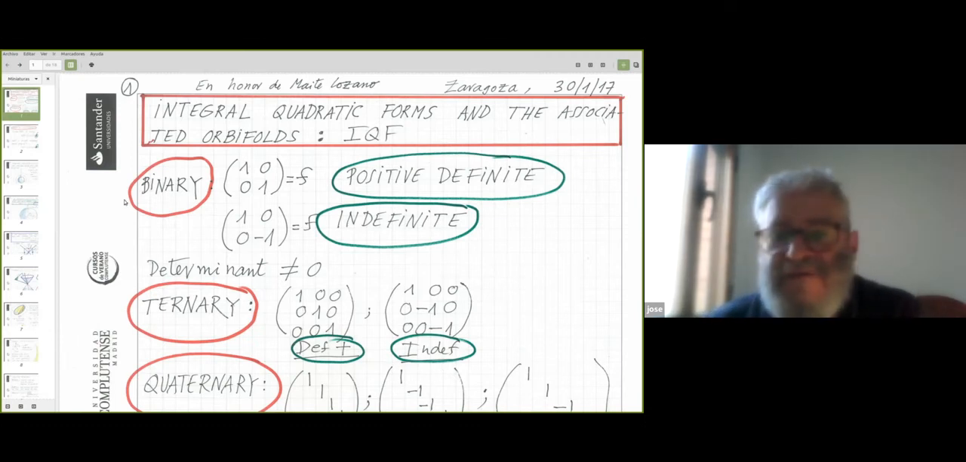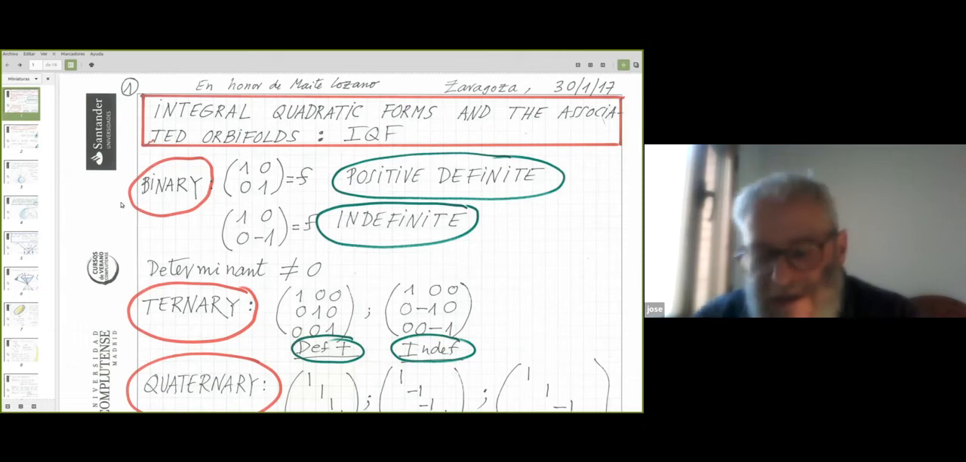And we have binary quadratic forms. And I would like to talk after this a little bit about binary, because binary gives you the main problems. And these problems were solved already by Gauss and others many years ago.